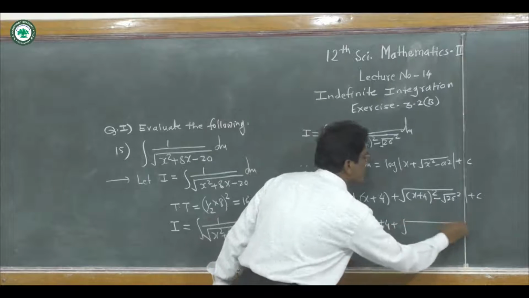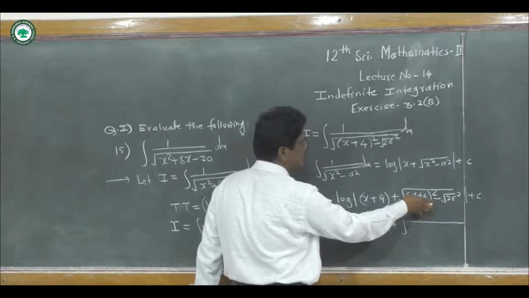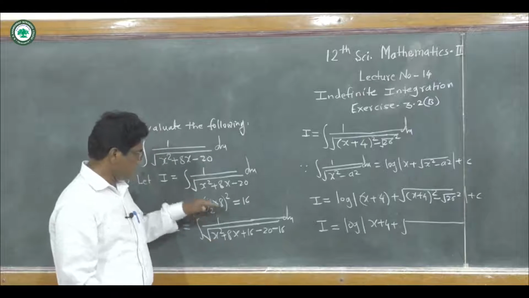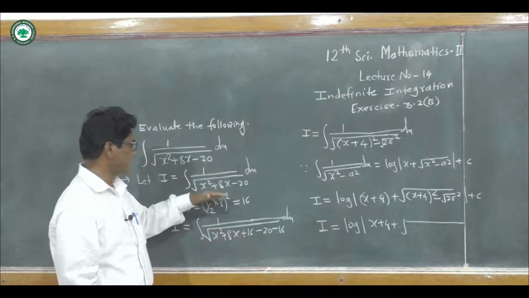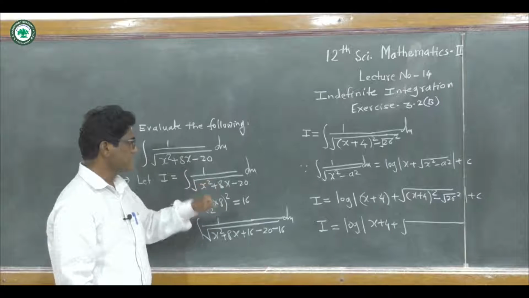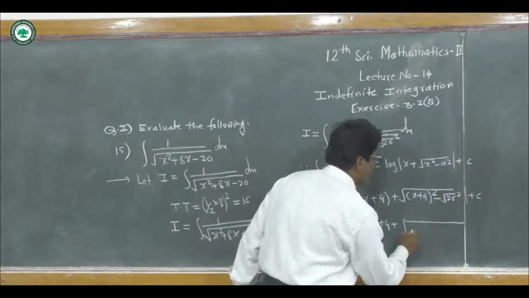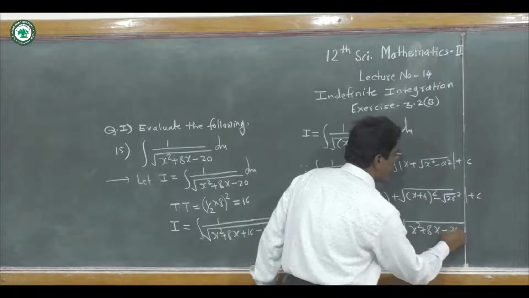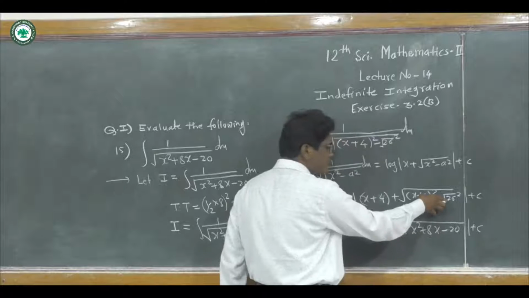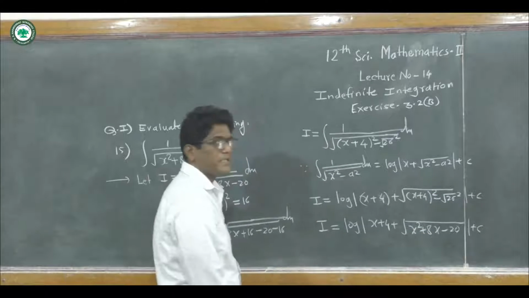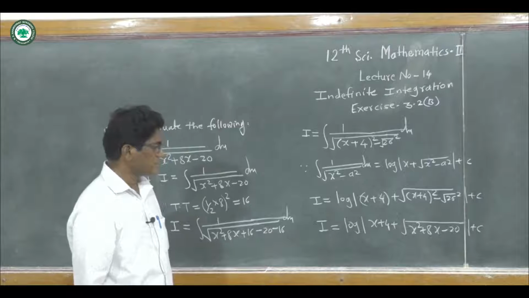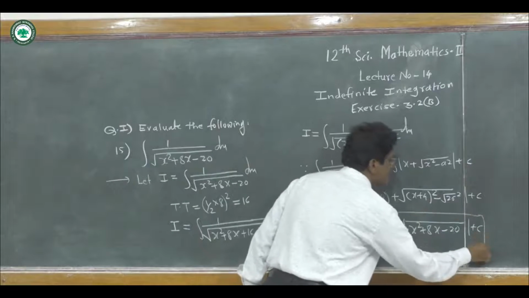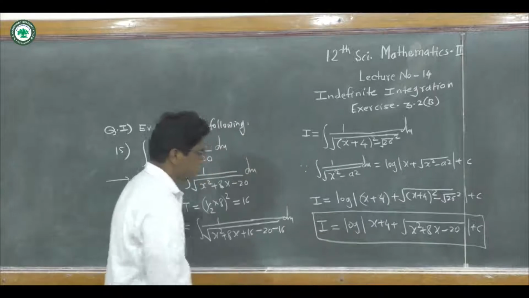plus this root. Now this root is nothing but the same root. If we solve it, we get x square plus 8x minus 20, plus constant of integration. So the solution is like this: highlight this solution, take a screenshot and write it in your notebook.